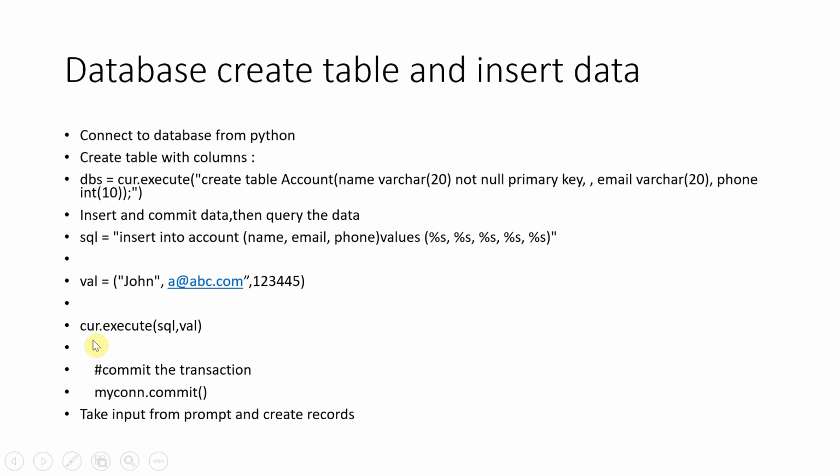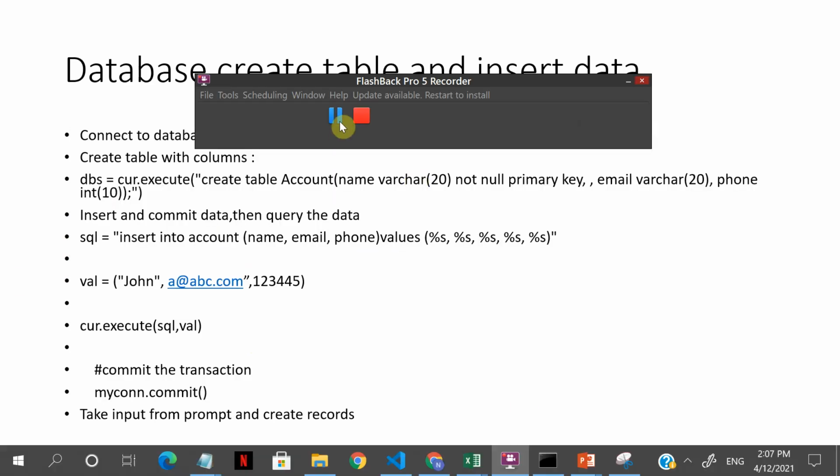So insert into account, and we say cursor.execute. We pass the SQL as well as the value. So when it executes the SQL, when it comes to this %s, it's going to search for this value, replace it, and insert the data. Once you do cursor.execute, you have to commit it. If you don't commit it, it is not going to get committed to the database. The next thing we are going to do is take some input from the prompt and create records. So please revise this and try to complete this before we go to the next step.